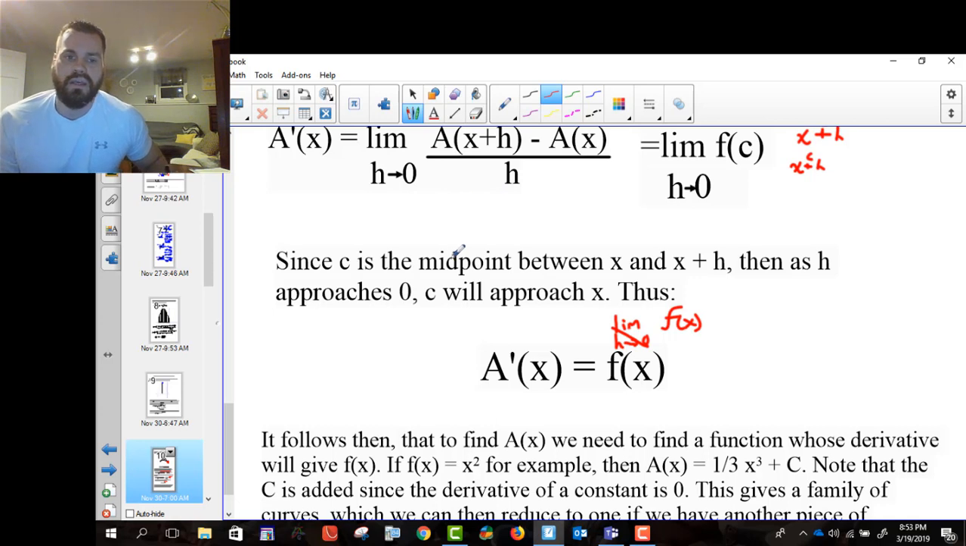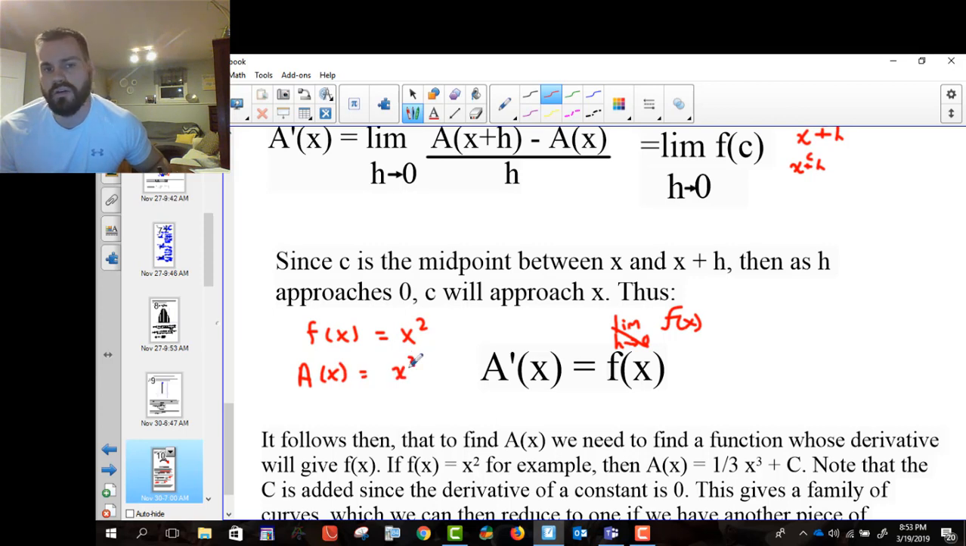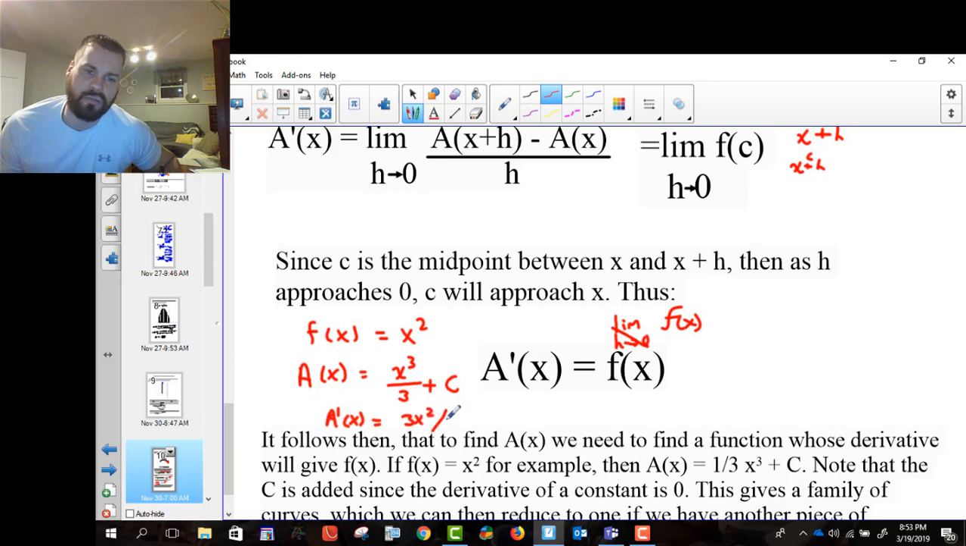So if you look at the example I wrote down here, if I have a function that's x squared, then the area function is going to be x cubed over 3 plus c. The reason is that if I take the derivative of this, the derivative of x cubed is 3x squared, right? So if I find A prime, I get 3x squared divided by 3, and the derivative of a constant is 0. The 3's cancel, and I get x squared back. So I'm essentially taking the antiderivative, okay?